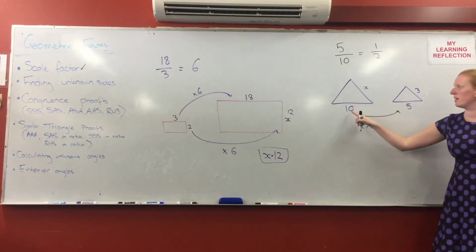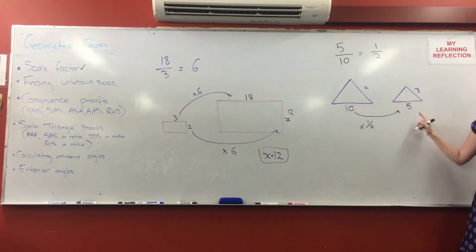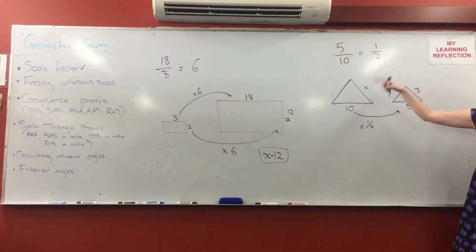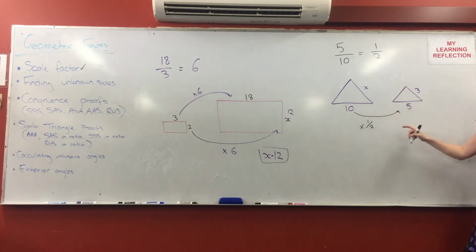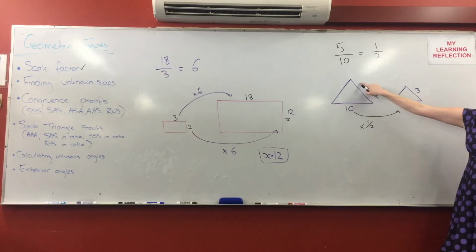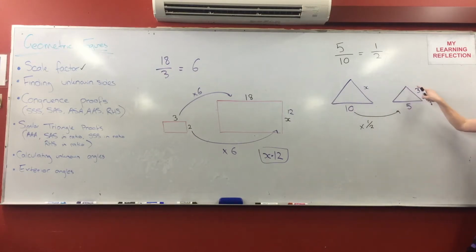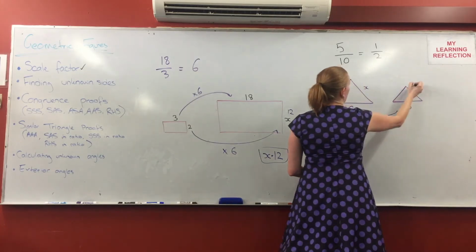To go in the opposite direction, I need to double it. So this has been halved. So if I were going from here to here, it's been halved. But what's the opposite of halving? Doubling. So this, I'm going to do the opposite.